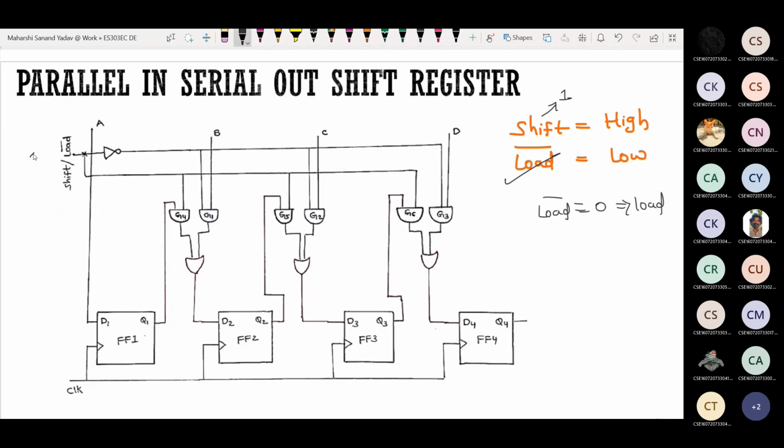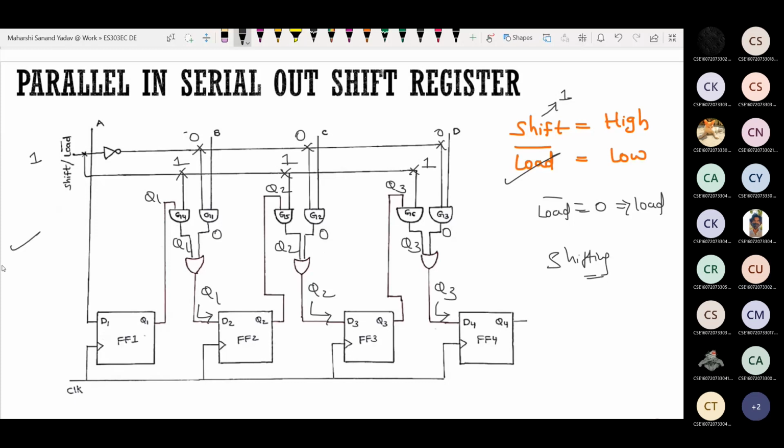Apply 1. So 1 after passing through the NOT gate, it will be 0, 0, 0. Here it will be 1, 1, 1. Next, B into 0, 0. 0 only, 0. Next, 1 into Q1. How much? 1 into Q1 will be Q1. 1 into Q2, Q2, Q3. Here it will be Q1, this one will be Q2, this one will be Q3, which will be applied at D2, D3 and D4. So what you are doing here, shifting or loading? Shifting. Correct. We are doing shifting.